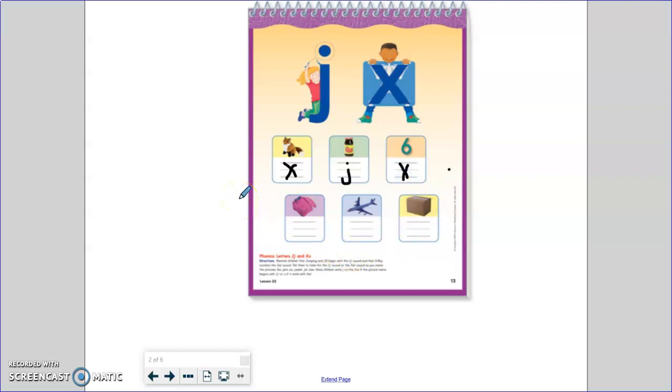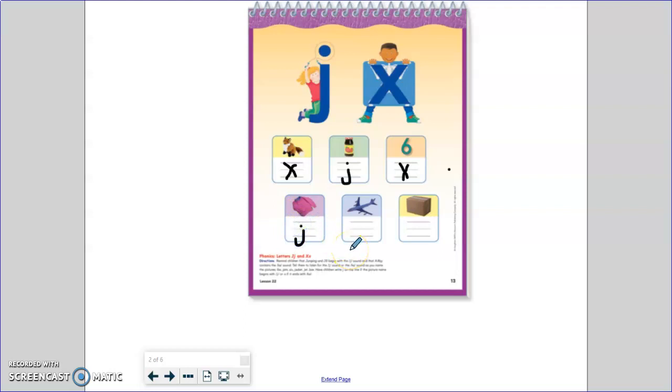Okay, now we have a jacket. Let's see. Jacket. Do you hear the X sound in jacket? No. Do you hear the J sound in jacket? Yes, the first sound in jacket is the J sound. We know the letter J says J.